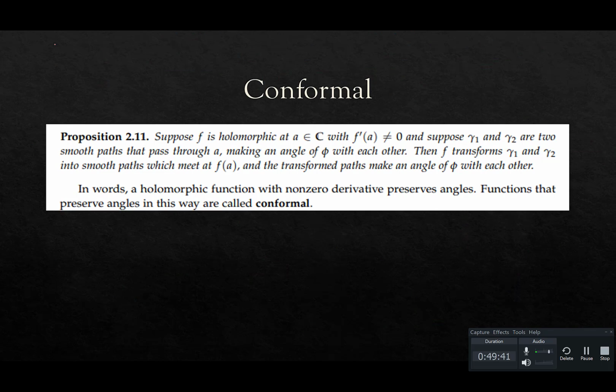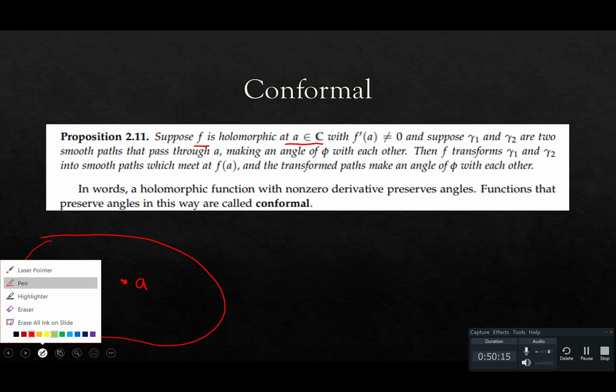Okay, so we're going to really quickly talk about a property of holomorphic functions, which is pretty cool. And that's conformal. Okay, so suppose f is holomorphic at some point a. So let me give you a little picture here. Let's say this is a. Okay, and suppose we have a function that's holomorphic at this point. And remember, holomorphic means that not only are you differentiable at a, you're also differentiable on some open disk around a. Now suppose that we have two paths, gamma 1 and gamma 2.